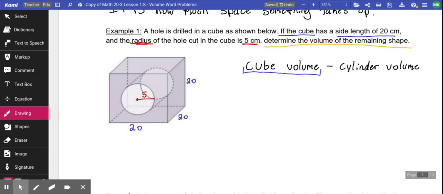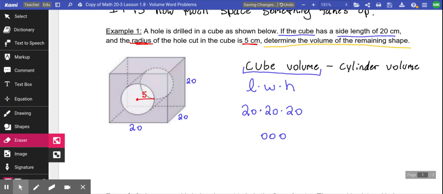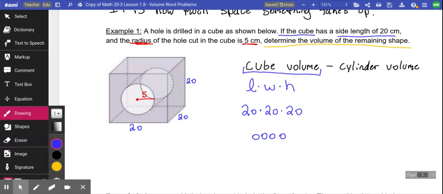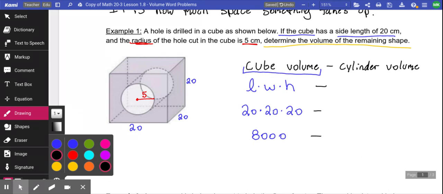To calculate the volume of a cube is length times width times height. That's 20 times 20 times 20. Which I believe will be 6,000. Then you want to subtract. That would be 8,000. Is it 8? It definitely is 8. I was adding. Thank you. Then you want to subtract the volume of the cylinder.